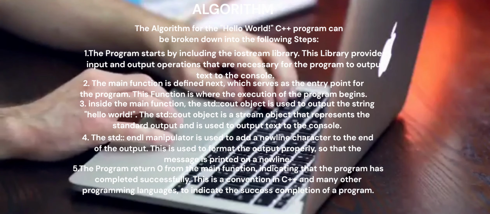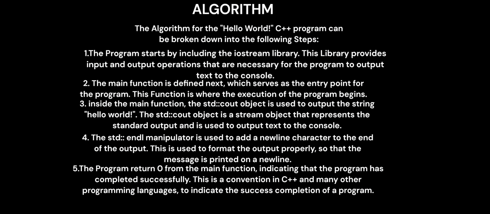Algorithm. The algorithm for the Hello World C++ program can be broken down into the following steps. First, the program starts by including the iostream library. This library provides input and output operations that are necessary for the program to output text to the console. Second, the main function is defined next, which serves as the entry point for the program. This function is where the execution of the program begins.